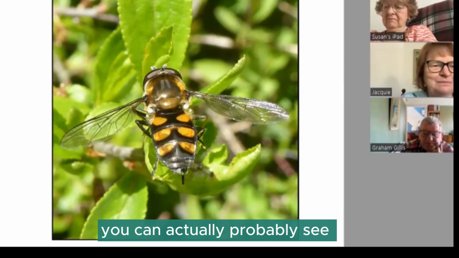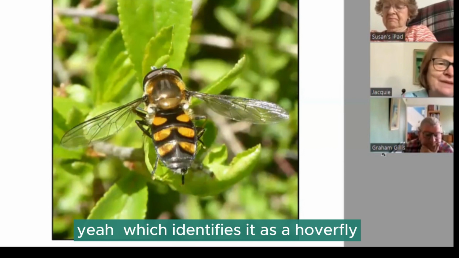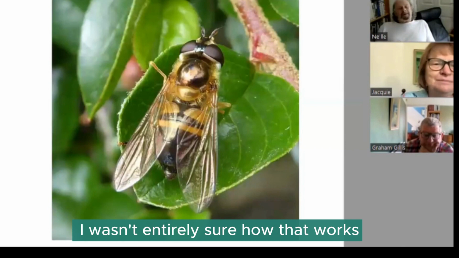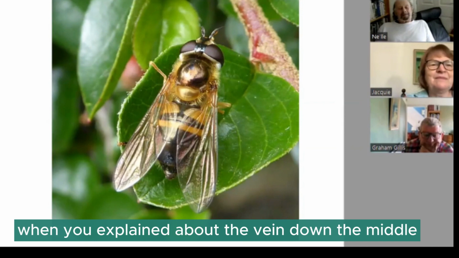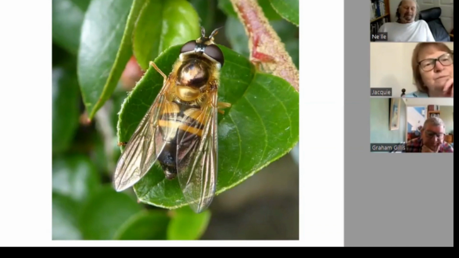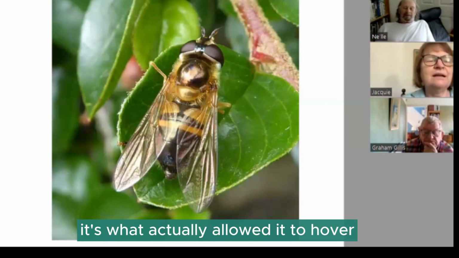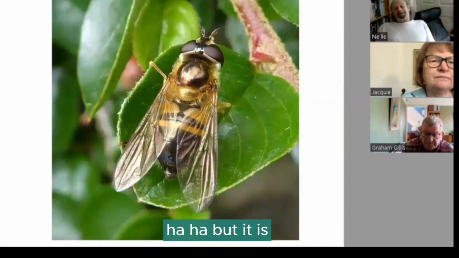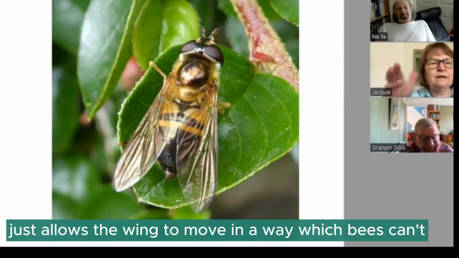This is one where you can actually probably see that vein down the middle there, which identifies it as a hoverfly. I wasn't entirely sure how that works. When you explained about the vein down the middle, it's a fold in the wing which allows the wing to operate in a way that other flies and bees can't. It's what actually allows it to hover. The technicalities of it, I don't understand, but it just allows the wing to move in a way which bees can't. Like that, rather than that.